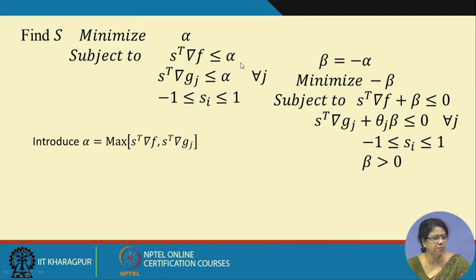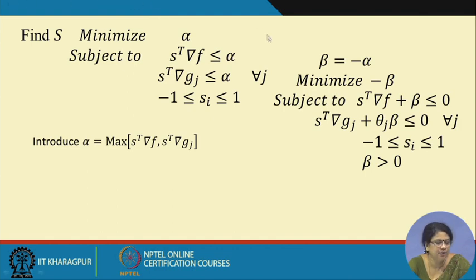And if I replace alpha with beta, it will become S^T del f plus beta less than or equal to 0, S^T del gj plus beta less than or equal to 0, because there are j constraints, j can be from 1 to m. Now, here in the Zoutendijk feasible direction method, we can consider a factor, that is the factor theta.